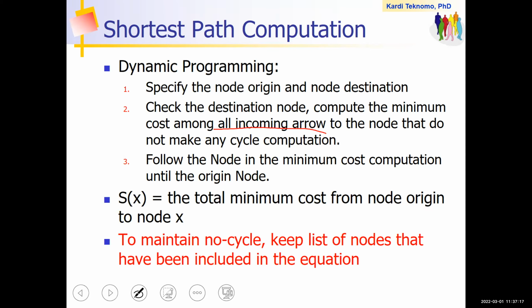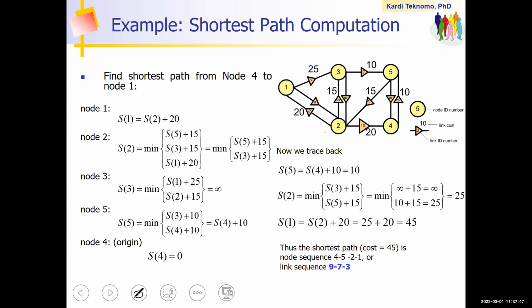So do not make any cycle in the computation. And then follow the node in the minimum cost computation until the node origin. Earlier, the same. You can calculate Sx. What is Sx here? It is the total minimum cost from the node origin to node X. To maintain no cycle, you keep the list of nodes that have been included in the equation. So I give you an example here.